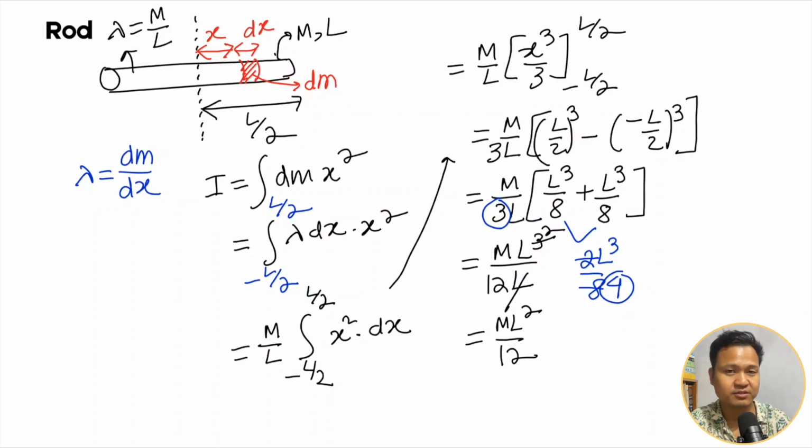So about the center of mass, the moment of inertia is ML square by 12. You get that value by using integration like this. But for a solid sphere or hemisphere, integration is also needed.